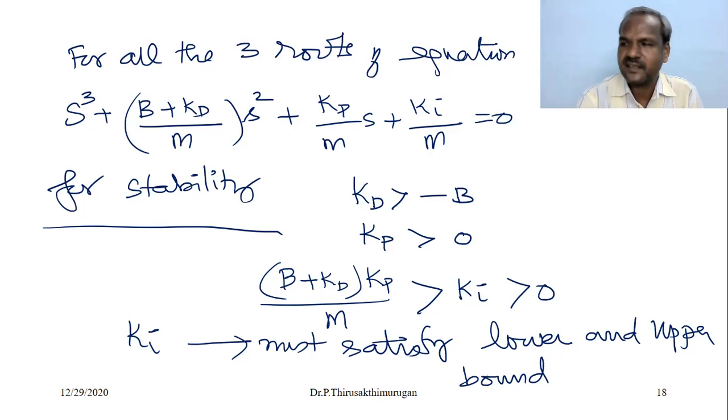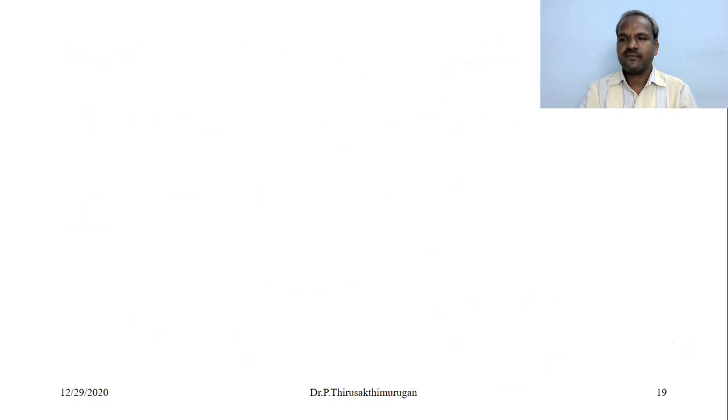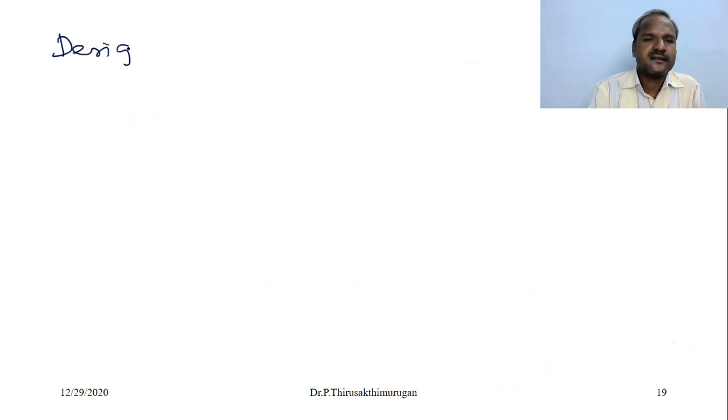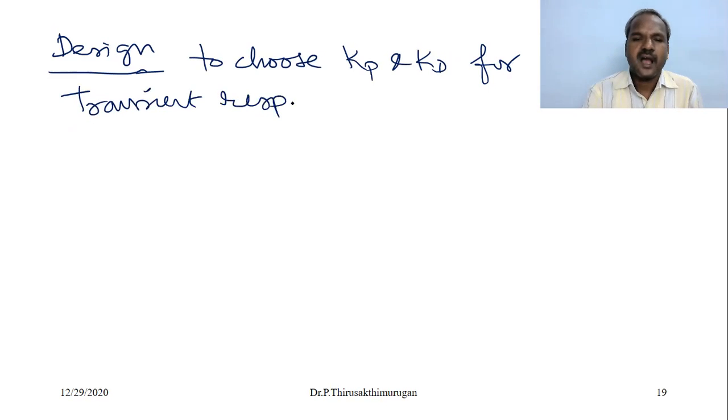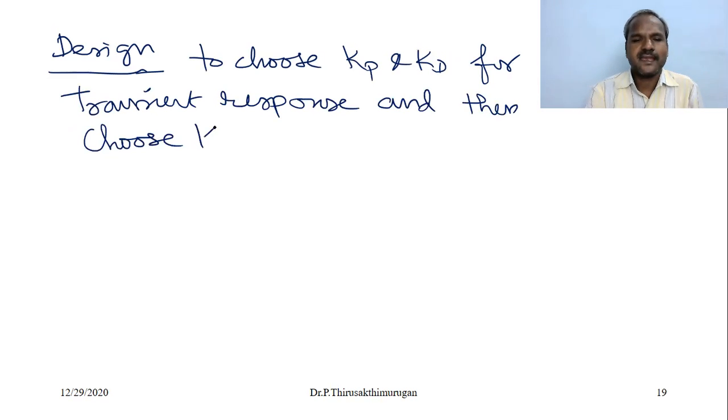So the reasonable design strategy is to choose KP and KD for good transient response, and then choose KI. Understand? Then choose KI large enough that it is helpful for reducing or eliminating the steady state error. Right? So choose KI large enough.